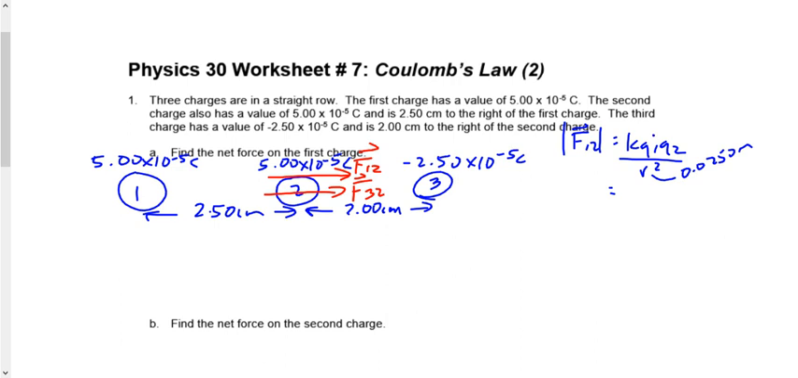Q1 is, both of these guys, in fact, are 5 times 10 to the minus 5 coulombs. Gives us a force, F12, of 3.596 times 10 to the 4 newtons. Now, if I calculate the other one, F32, we're going to say K.